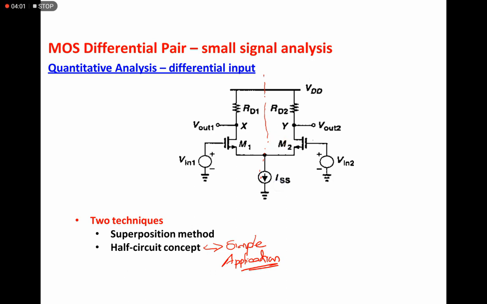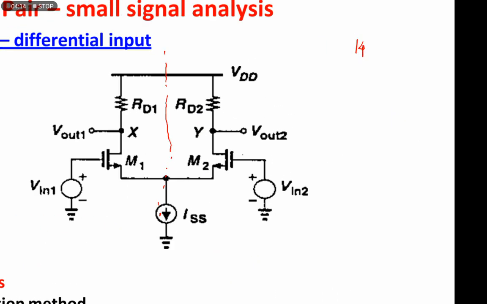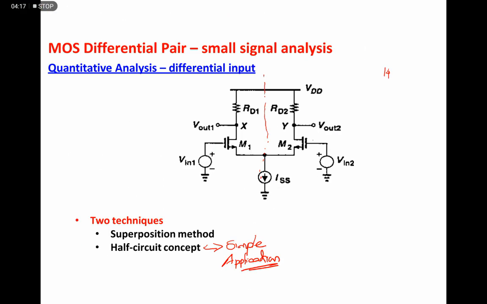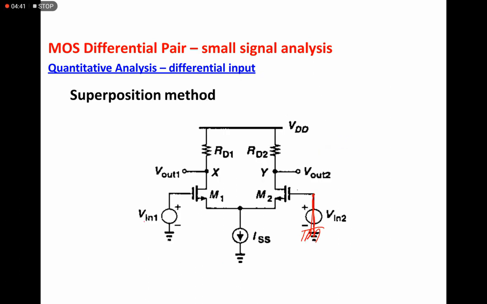One more thing: if the small signal analysis of differential amplifier is a 14 mark question or essay question, then you need to perform the analysis using superposition method, because we can conclude the same gain using half circuit analysis, which required only 3 or 4 steps. But if it is an essay question, you need to perform the analysis using superposition method itself. Even if it is not specified, perform the analysis using superposition method. So first we will evaluate the performance using superposition method.